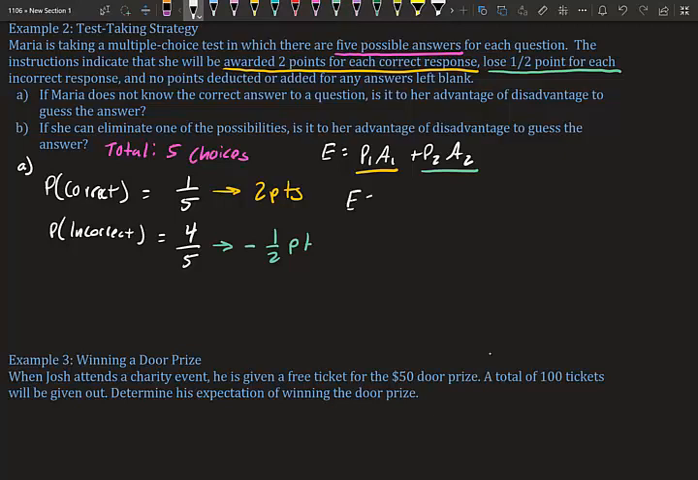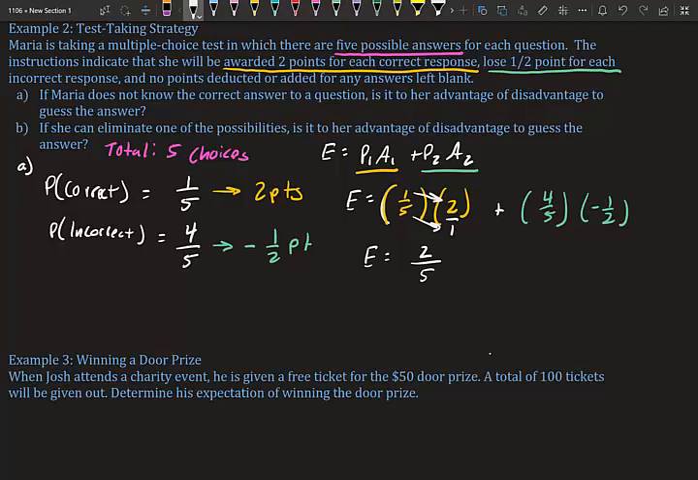So we have expected value equals P1, which is 1/5, times A1, which is 2, plus P2, which is 4/5, times A2, which is negative 1/2. And since we're multiplying, let's go ahead and put a 1 underneath this 2, and we're going to multiply straight across. So we have 1 times 2, which is 2, 5 times 1, which is 5, and then 4 times negative 1, that's negative 4, 5 times 2, that's 10.